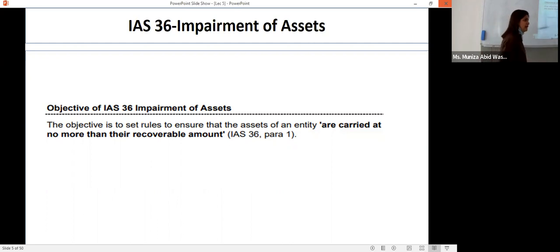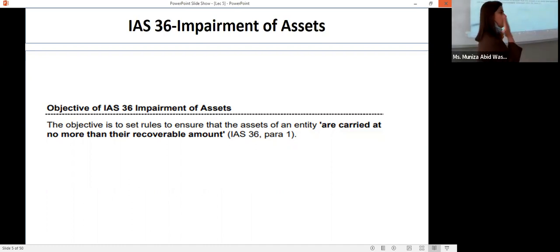That is why whenever there are indicators, whenever there are any circumstances which are showing that impairment might occur, you are going to compare your carrying value with the recoverable amount. And if your recoverable amount is lesser than the carrying value, it means that you are going to recognize your asset from now onwards at your recoverable amount. So if your carrying value is more than the recoverable amount, it's an impairment, and this is fulfilling the objective of IAS 36, that your assets should not be recognized at more than their recoverable amount.